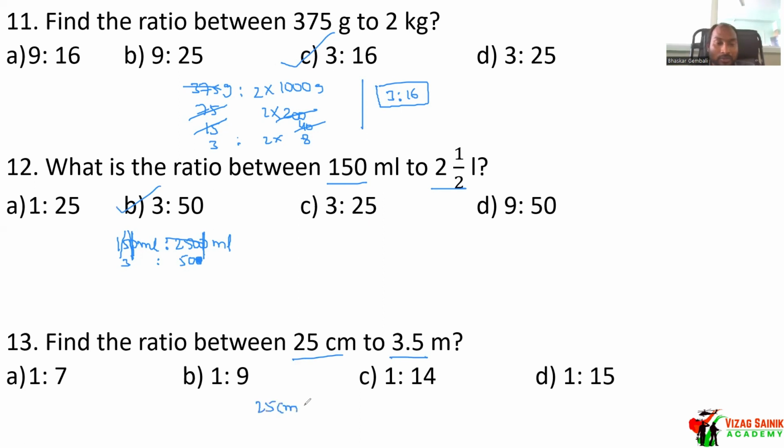Next, find the ratio between 25 centimeters and 3.5 meters. 25 centimeters is to 3.5 meters. We know that 1 meter is equal to 100 centimeters. So 3.5 into 100 is 350 centimeters.